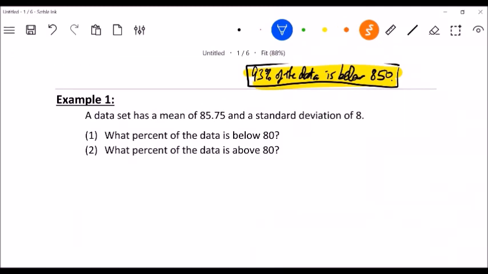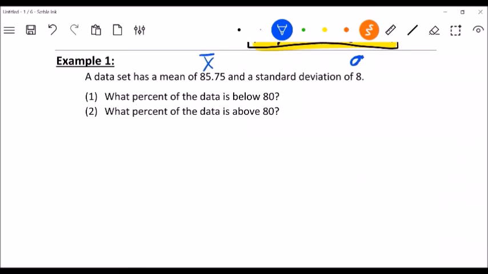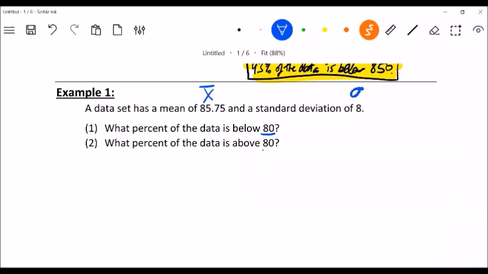A data set has a mean of 85.75. There we are with the mean. And standard deviation, so I'll do the little symbol here for standard deviation. What percent of the data is below 80 and above 80? So 80 is our x. So the z-score is the x minus the mean over the standard deviation.